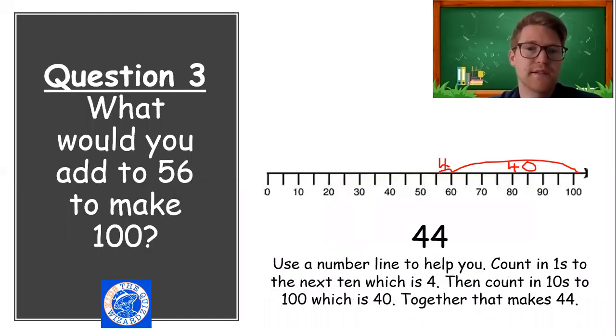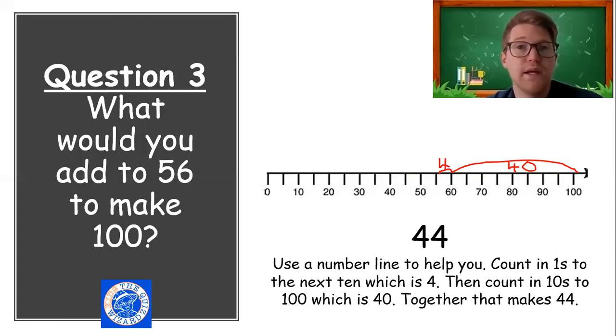What would you add to 56 to make 100? The answer is 44, but more importantly, let's look at how we got there. So on a number line, I'd start with my number 56 and I'd count on to my next 10, which is 60. So 57, 58, 59, 60, and that is 4. Then I would count on in tens up to 100. So I'd have 60, 70, 80, 90, 100. So that is 4 lots of 10, which is 40. Put those together, 40 add 4 is 44.